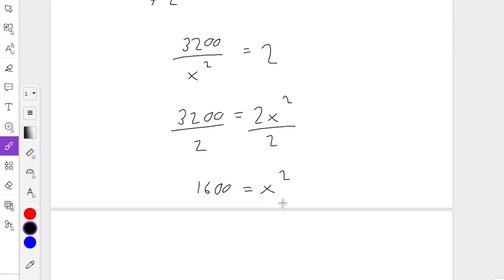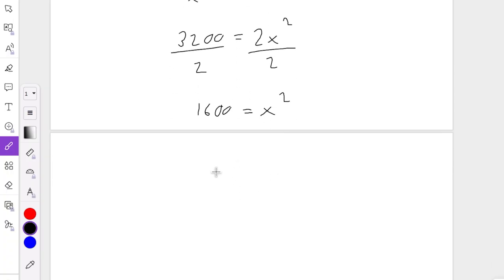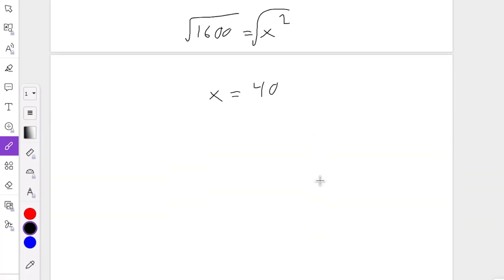equals x squared. And again, I did not try and do this, but we get lucky. The square root of 1600 is 40. And I'm just going to write positive 40 this time. I'm not even going to bother writing the negative 40 because it doesn't matter for a real life word problem, right? Because you can't have a negative width or length. So that's going to be x.